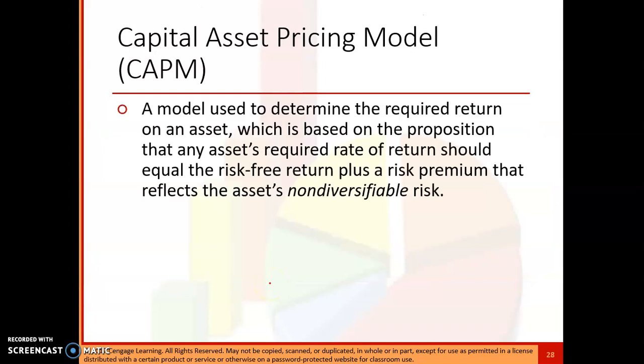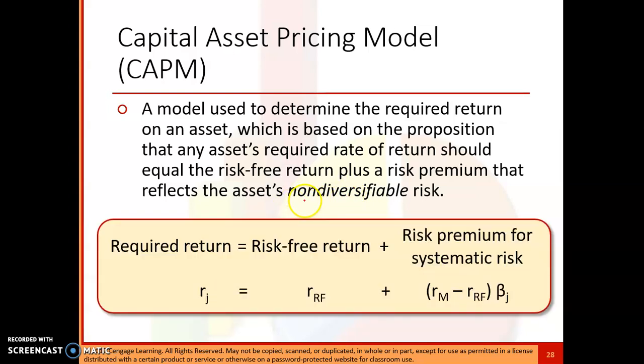So, the capital asset pricing model is the model used to determine the required rate of return. It is the most widely used model in stock evaluation, based on the proposition that any asset's required rate of return should equal the risk-free rate of return plus a risk premium that reflects the asset's market risk. So that is non-diversifiable risk, also called systematic risk.